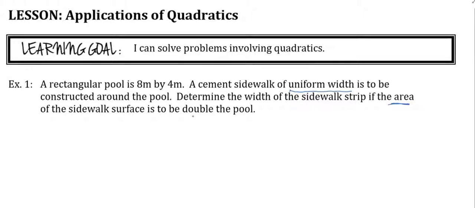So notice that it always gives you some information about the areas. It gives us, in this case, the dimensions of the inside part, and we're supposed to find the width. And sometimes it could say the dimensions of the sidewalk, or something different. Okay, so those are the important parts of this question.